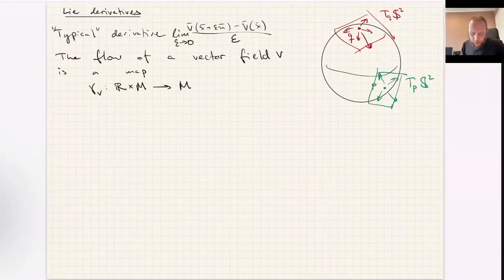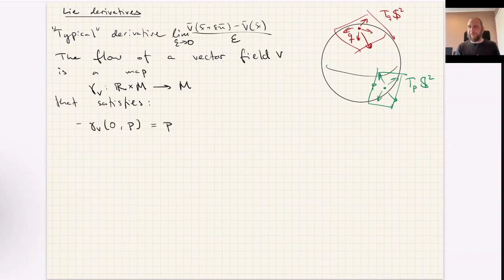Okay. But that's not enough. That satisfies a couple of conditions. First of all, gamma v of 0 and some point P in M, that should be equal to the same point P again. This is an initial condition for these curves. So if I take here to put the real number to 0, I should have the identity map. It's a map from M to M, that is the identity map. So that's the first requirement.